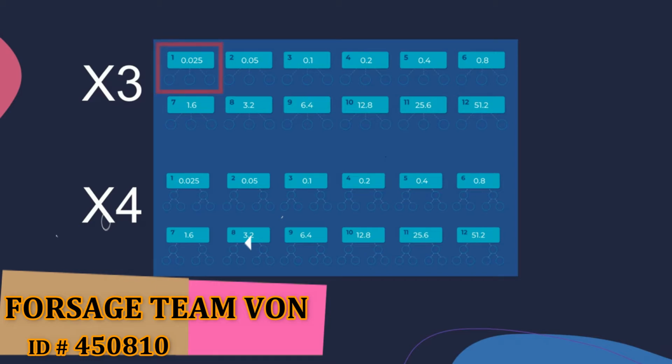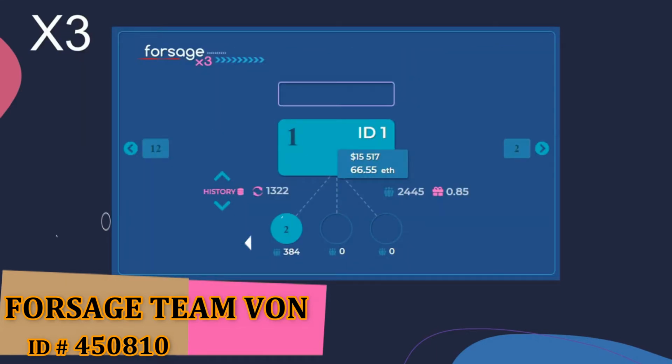Let's take a closer look at slot 1 in X3. Forsage maintains anonymity with its users through only identifying them with an ID number. Here you see ID number 1, which was the very first campaign launched on the platform in January 2020. At the time of this screenshot, you can see ID number 1 received 66.55 ETH with the associated USD value. Clicking on the right or left arrows scrolls through the various slots.